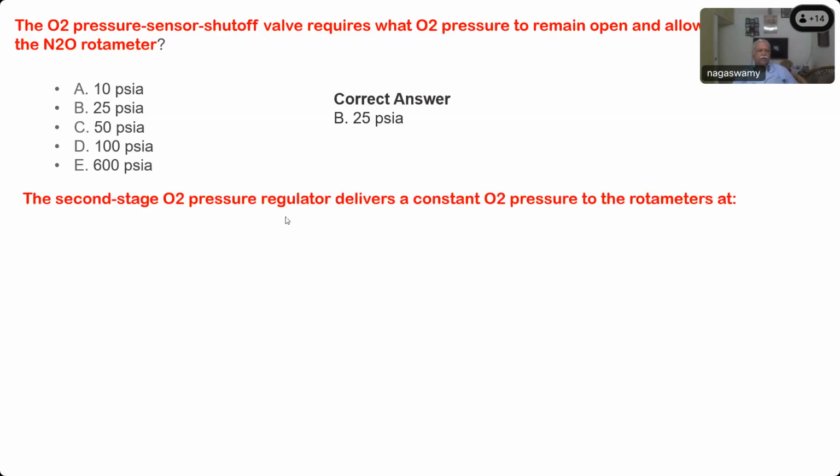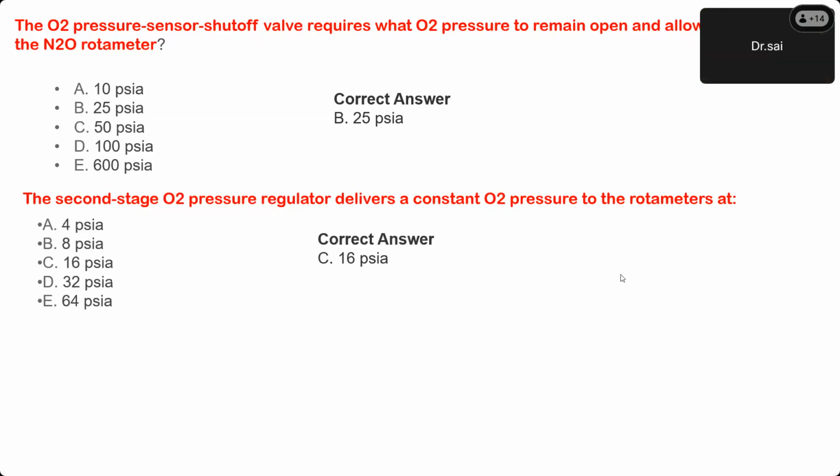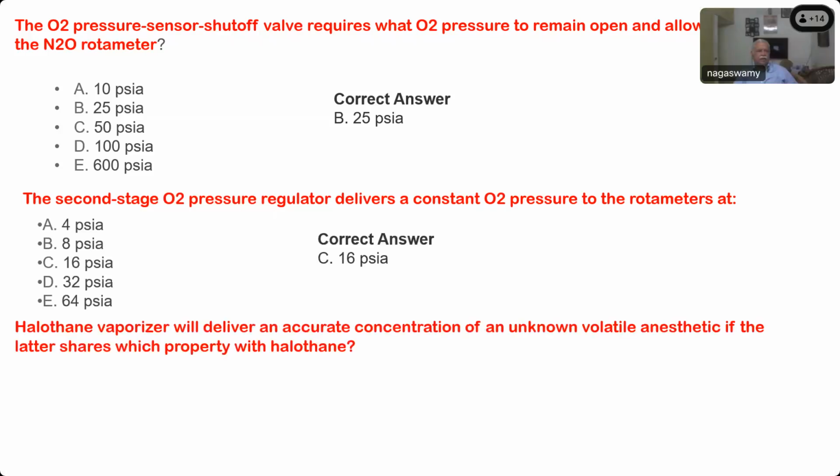The second stage oxygen pressure regulator delivers a constant oxygen pressure to the rotameter at: 4 psi, 8 psi, 16 psi, 32 psi, and 64 psi. 16 psi. Excellent. The correct answer is 16 psi.